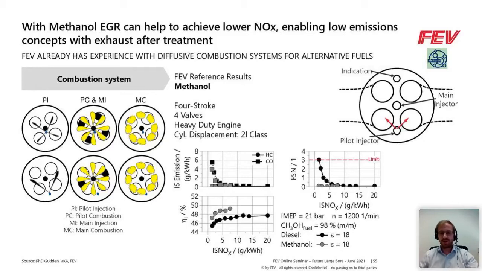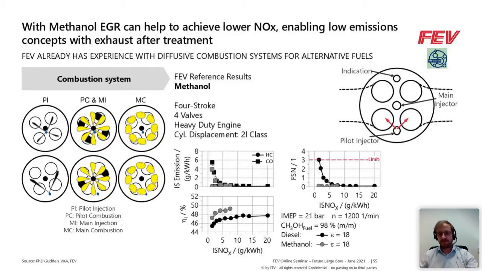So what can we see at first from these results? Considering that we have results with EGR, we can see still with methanol we have a completely smoke-free combustion, and also HC emissions are minor, while CO emissions are rising slightly with very low NOx levels, where we are having high EGR ratios and therefore a limited oxygen content, but this is similar to the diesel. So therefore, it's definitely a true diffusive combustion system that we are realizing here now.